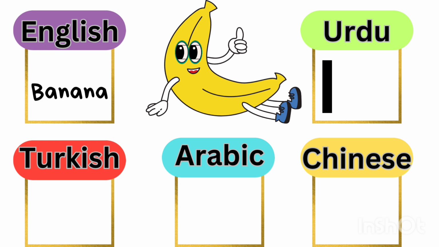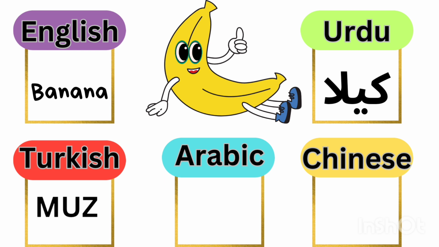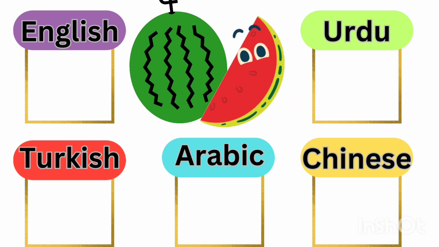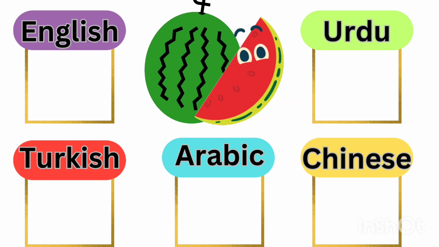This fruit in English is called banana. In Urdu, kela. In Turkish, muz. In Arabic, mauza. In Chinese, 香蕉.